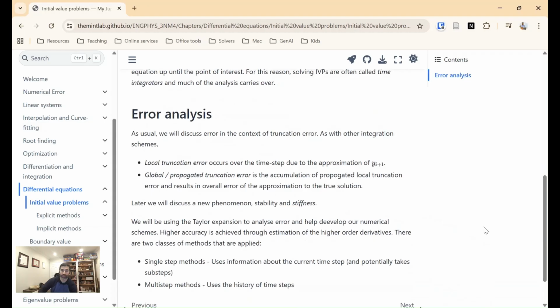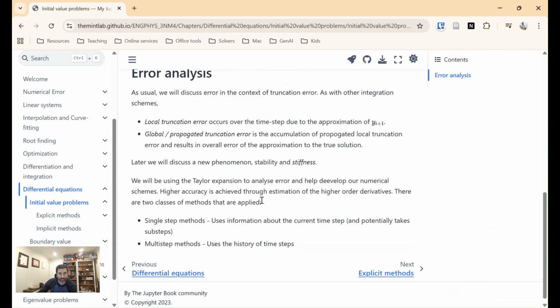We're going to use Taylor expansions. I guess I'm getting ahead of myself here. I'm just so excited about it. As we encountered before, using Taylor expansions, the name of the game is going to be to approximate the higher order derivatives so that we can eliminate the error that those things include, right?